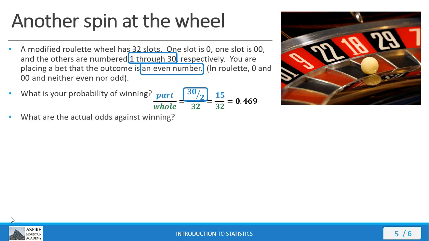Now, what are the actual odds against winning? Remember, odds against winning, remember what that was. Go ahead and pause the video, do your calculations, come back, we'll see how you did.